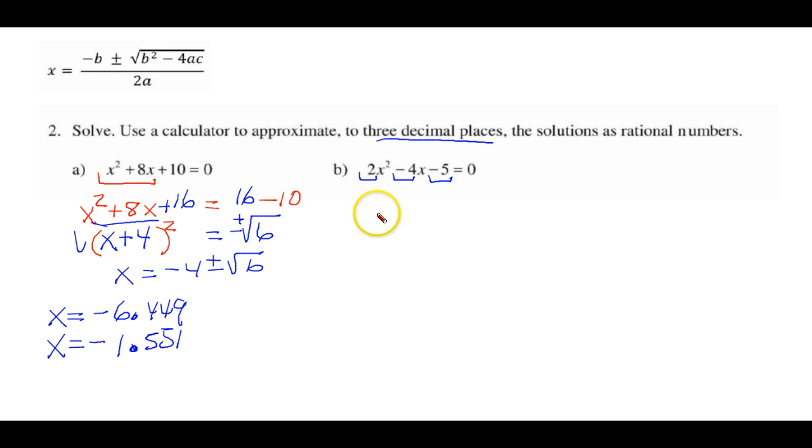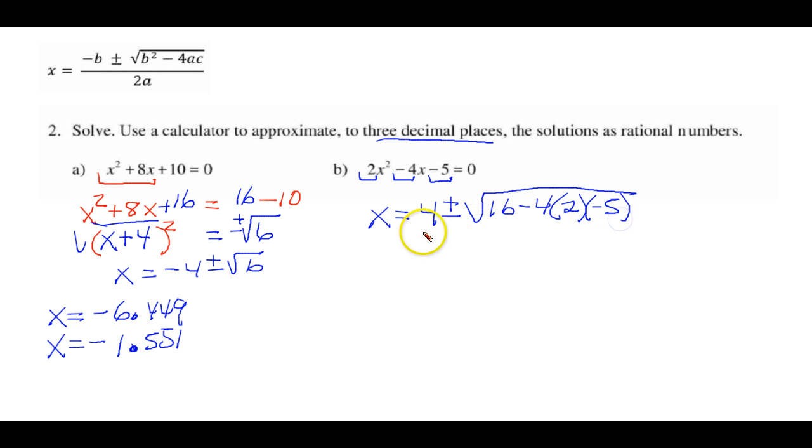It's in standard form. So we have x equals negative b. When b is negative, it becomes a positive because of the negative in front. So this is going to be 4 plus or minus the square root of b squared is 16 minus 4, a is 2, c is a negative 5, all over 2a, which is 4. All right, let's see what you get. Work that one out.